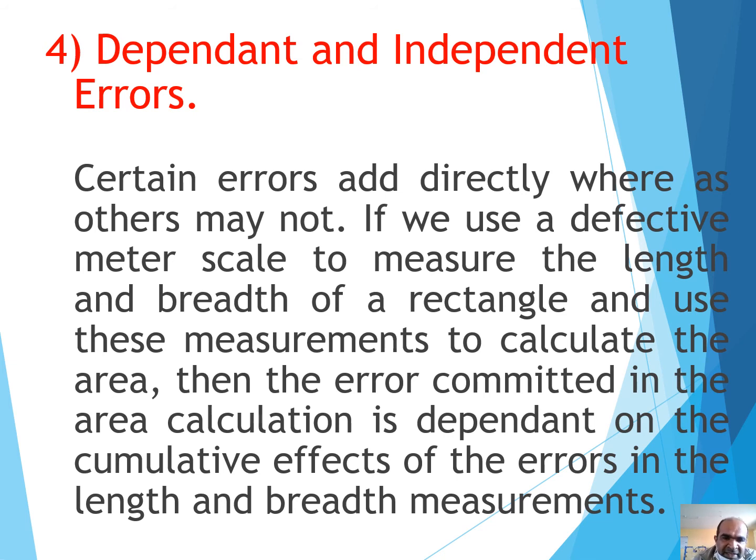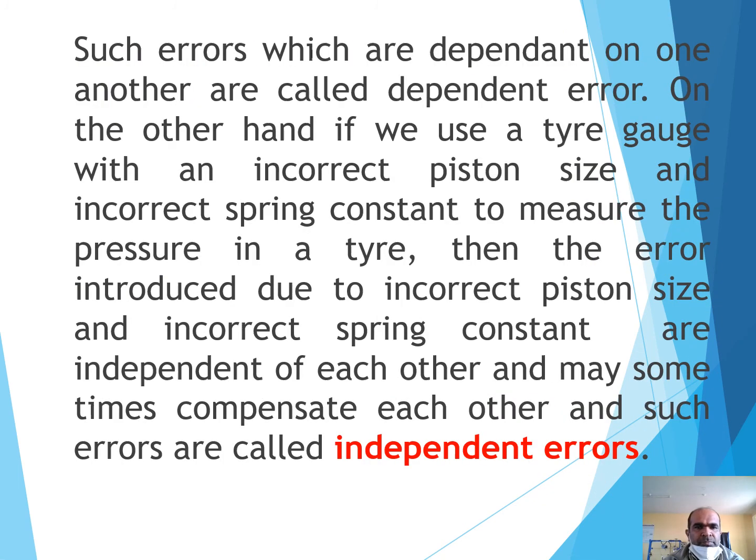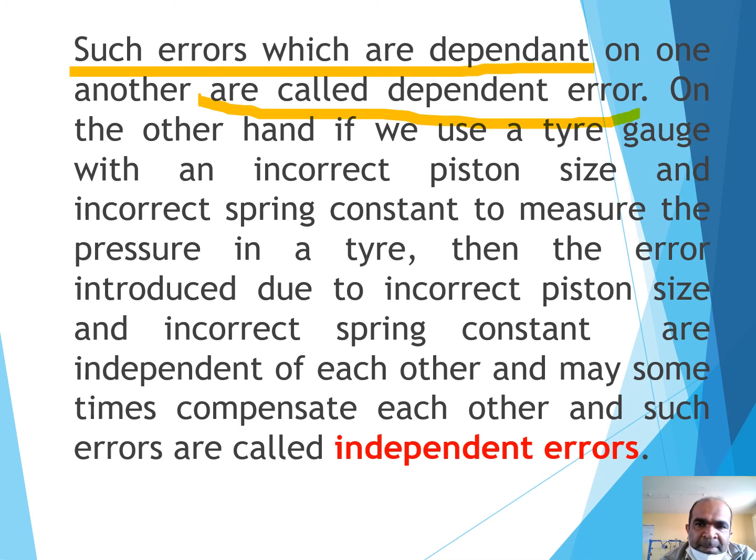So if the scale itself is defective, then whatever I measure is going to be defective, and the error I find out will be a cumulative effect of the errors. Such errors, which depend on one another, are called dependent errors. So if you are depending on one, it is called a dependent error.